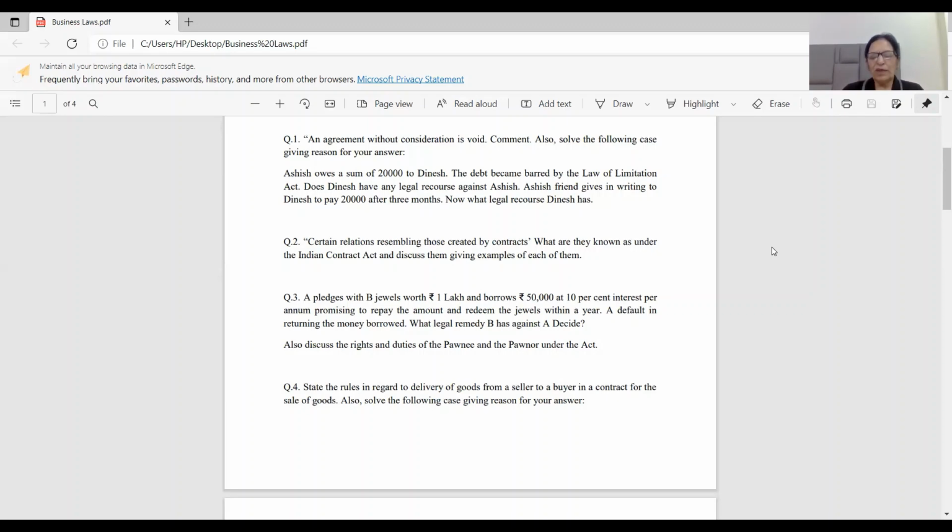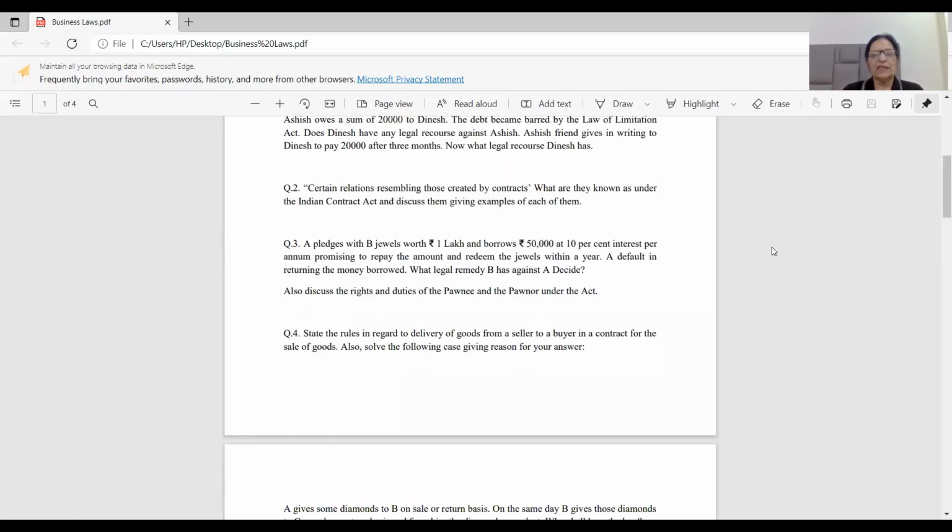Moving ahead, the next question is: state the rules in regard to delivery of goods from a seller to a buyer in a contract for the sale of goods, and also solve the following case giving reason for your answer. So this is question number 4, which is from the Sale of Goods Act. Again, 18 3/4 marks.